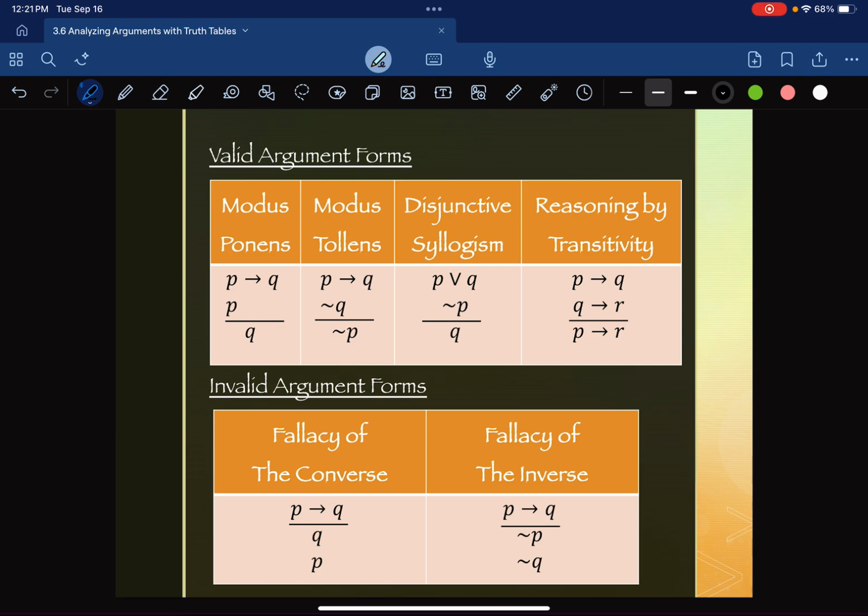Now you'll notice that the first 2 look very similar. Modus ponens is P implies Q, and modus tollens is as well. Modus ponens then says P underneath it, and modus tollens says tilde Q. What we actually see happening right here is what we call a direct statement. P implies Q, P happens, so Q results. I give a rule, the consequence is this, somebody does what they're supposed to, and then the consequence happens.